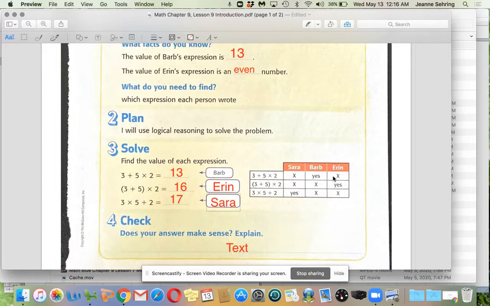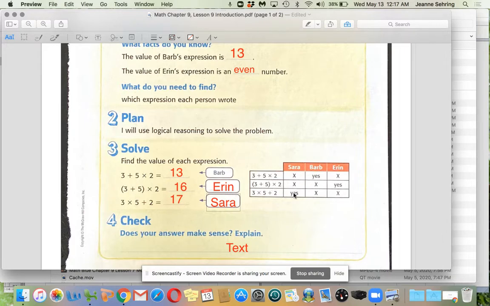And you can look over here at this chart. We have 3 plus 5 times 2. We know that that is the first one and it equals 13. The second one equals 16 and the third one equals 17. We know that Barb had 17. I'm sorry, Barb had 13. So we can put an X on either side, so the way this table is set up, each person will have 1 yes and 2 X's because each one of them only wrote one of the expressions.